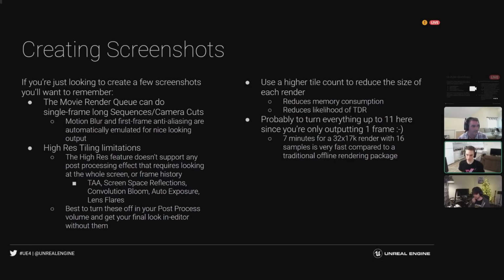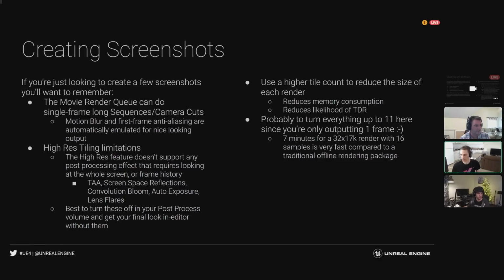There are high resolution tiling limits. As we talked about earlier, any post-processing effect that requires looking at the whole screen or frame history. So that's going to be TAA, SSR, convolution bloom, auto exposure, lens flares, and some others. Panini projection's not going to work. Just be aware of those before you make all your content. You can turn them off in your post-processing volume, and then when you're making your final look in the editor, you end up with the same result in the high resolution render versus the output render.